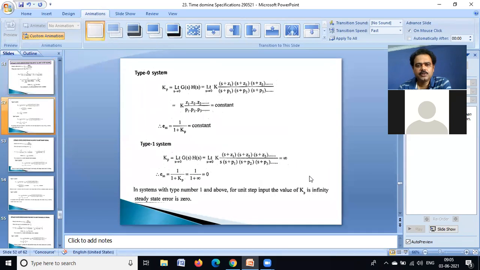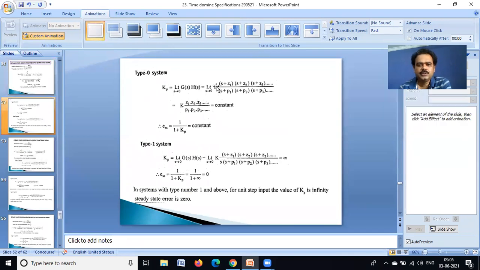So that mainly depends upon the type number of the system. Type number means, as we have already discussed, the number of poles present at the origin. A type 0 system means in the denominator there is no s term. If s is present, then whatever the power of s, that is the number of poles at the origin, and that becomes the type number of the system. For a type 0 system there are no s terms in the denominator, or no poles present at the origin.